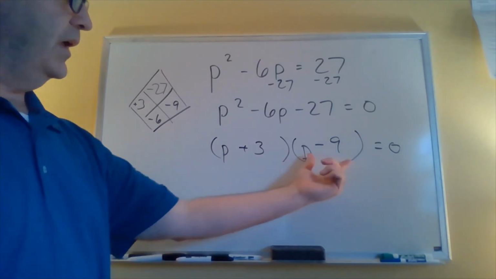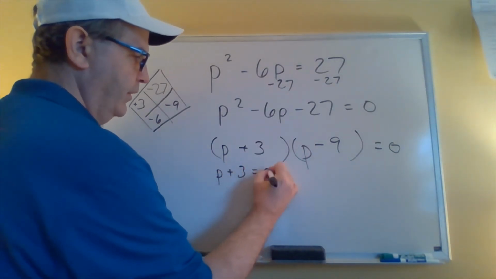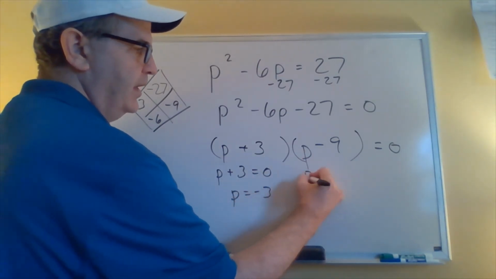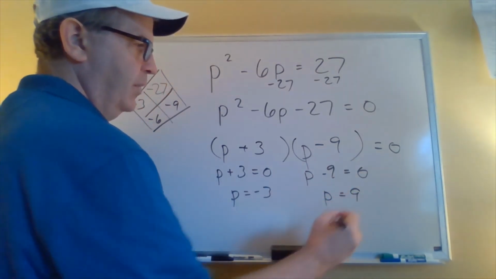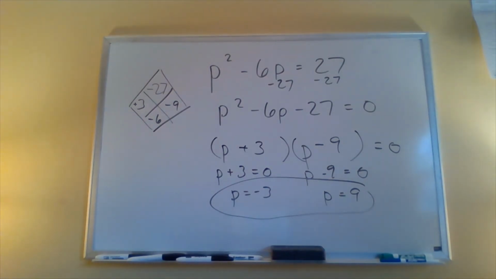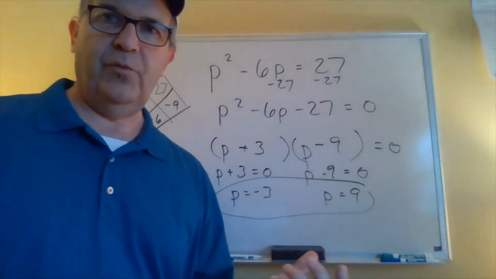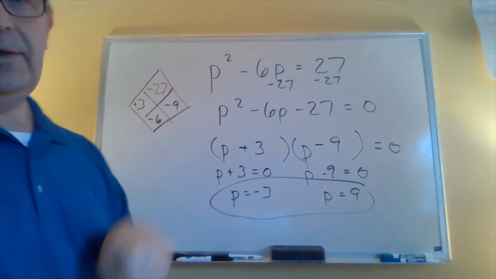So now we need to set each one of these parentheses equal to 0. So p plus 3 equals 0, or p equals -3. Over here we have p minus 9 equals 0, or p equals +9. So there are our answers for this particular one. p equals 9, or p equals -3. So hopefully these two examples remind you how to factor a trinomial when that leading coefficient is 1.